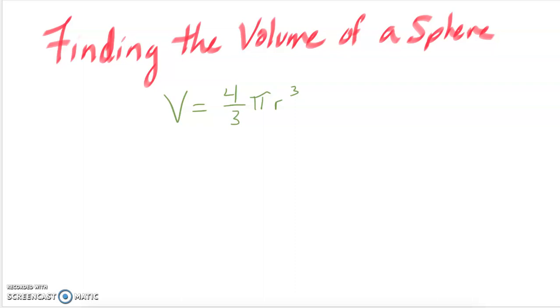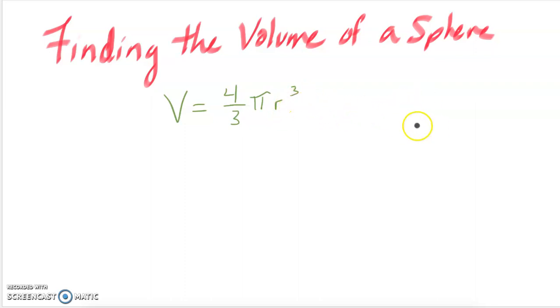Hey everybody, so in this video we're going to work on finding the volume of a sphere. A sphere is kind of like a ball, like the earth is a sphere. So here's the formula. The formula is volume is equal to 4/3 pi r cubed.